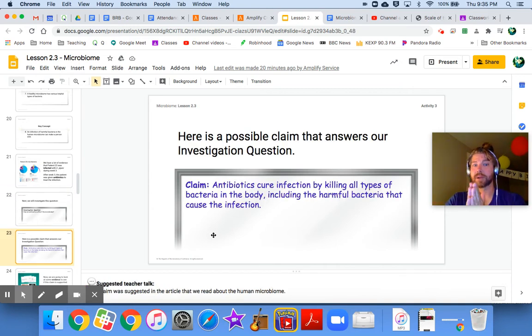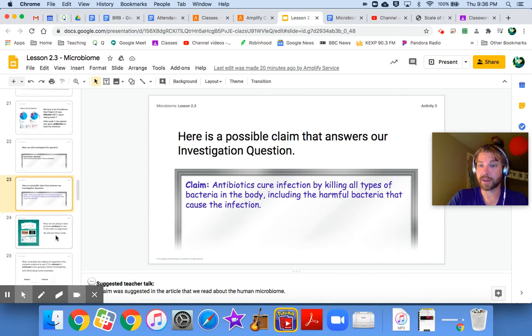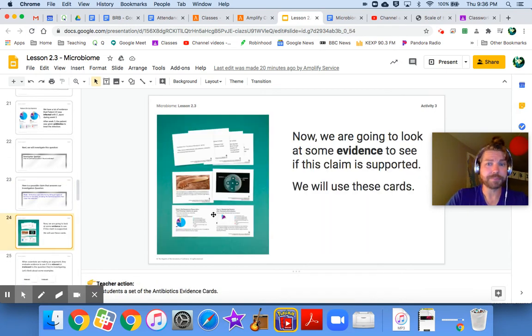Well, here's a possible claim. They cure the infection by killing all types of bacteria in the body, including the harmful bacteria that cause the infection. There were some great questions that we had today in class. Students were asking, are there antibiotics that can just go after specific types of bacteria? And that was such a great question. Go check that out, please. Research that, if you will, and share what you find.